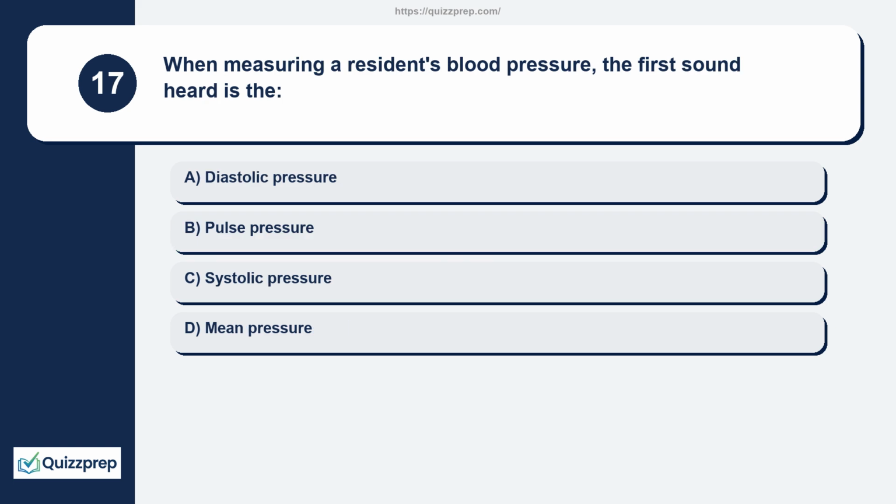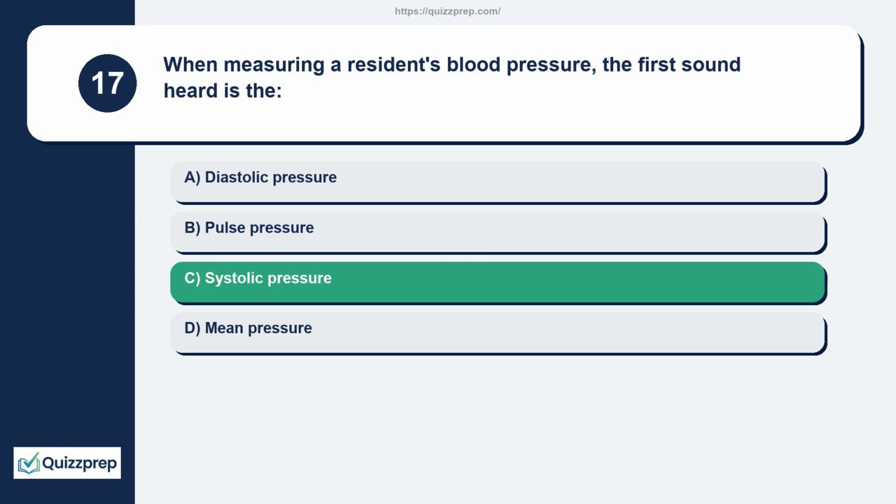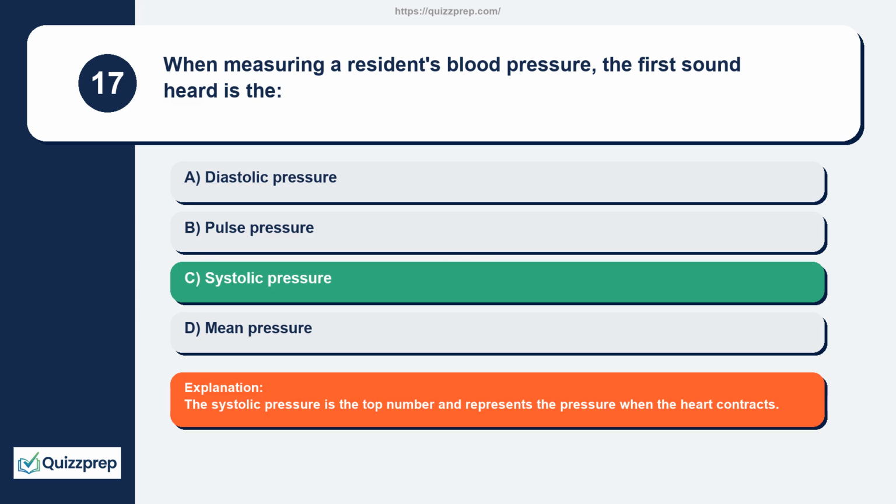Question 17. When measuring a resident's blood pressure, the first sound heard is the diastolic pressure, pulse pressure, systolic pressure, mean pressure. The systolic pressure is the top number and represents the pressure when the heart contracts.